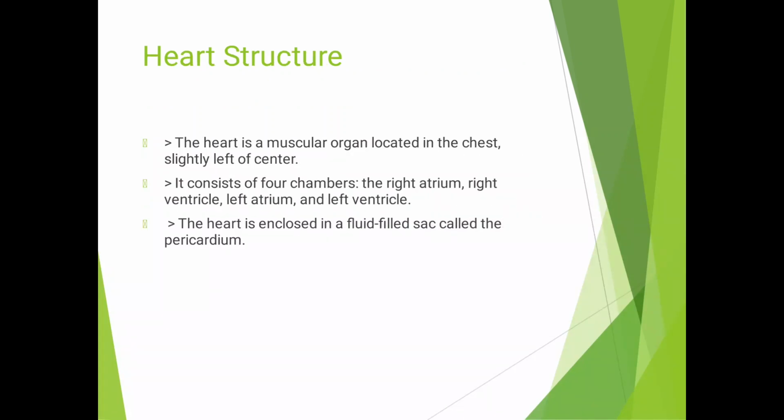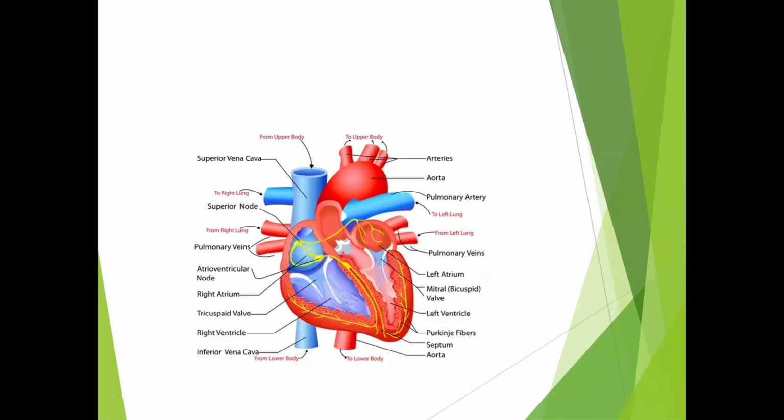Then the structure of the heart. This heart is a muscular organ. It is located slightly on the left side of the chest. It consists of four chambers: right atrium, right ventricle, left atrium and left ventricle. The heart is covered by a layer called pericardium.